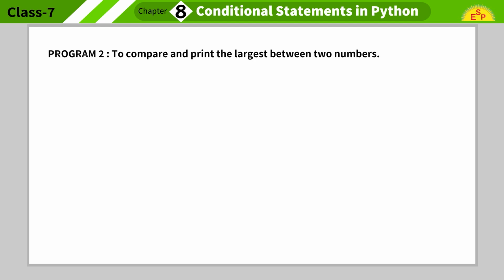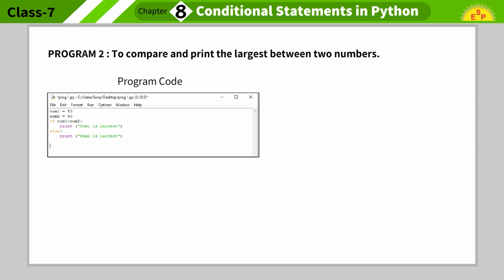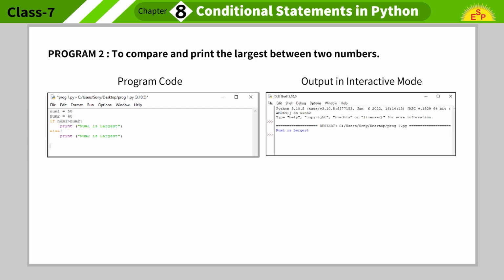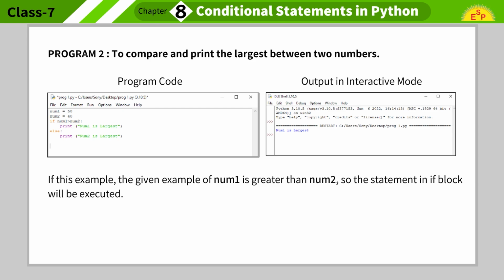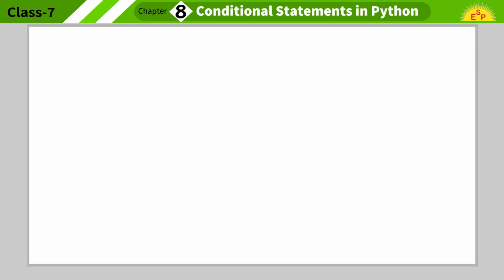Program 2. To compare and print the largest between two numbers. Program code. Output in interactive mode. In the given example, num1 is greater than num2, so the statement in the if block will be executed.